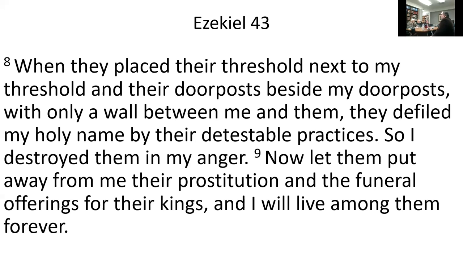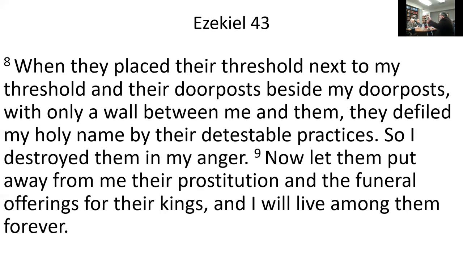When they put their threshold next to my threshold, their doorpost next to my doorpost, what does that say? They're infringing on God? No. When God came to them last time, when God lived among them last time, they defiled the holy name. I'm doing it again. The only thing separating us is this wall between the holy and the unholy. This is a God of second chances.